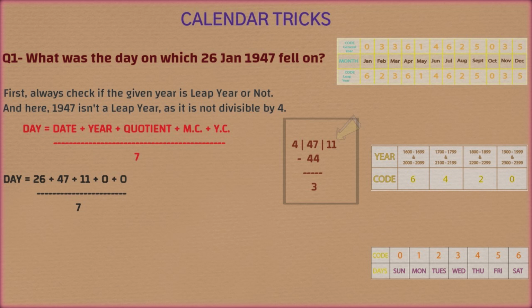After summing the numerator, we divide it by 7 and we get 84 by 7, which leaves the remainder 0. Remember, we are writing the remainder here and not the quotient, because the remainder is the one we are interested in. Now we got the remainder as 0, and we try to remember the day codes, and we know that 0 was the code for Sunday, and thus 26th January 1947 fell on Sunday. You can check in an actual calendar if you want. Your answer is definitely going to match.